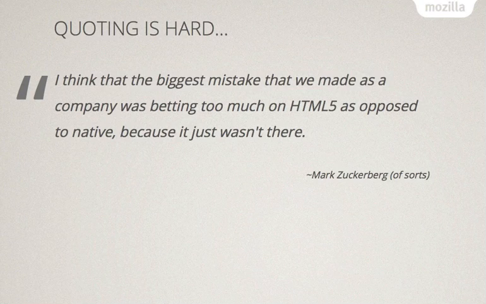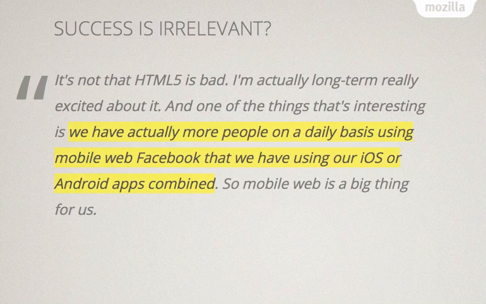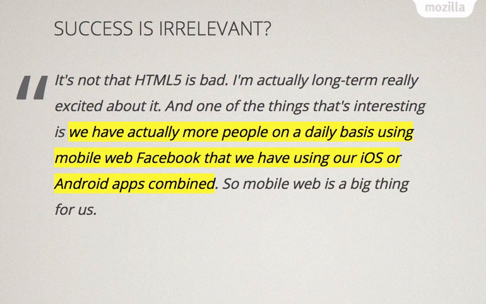And the big quote was, "I think the biggest mistake that we made as a company was betting too much on HTML5 as opposed to native because it just wasn't there." And that was the big quote that everybody put in the headlines. Afterwards he actually said that they have more people on a daily basis using mobile web Facebook than iOS and Android together, which is what they failed to mention. So the success of the web is much bigger than the native platforms.